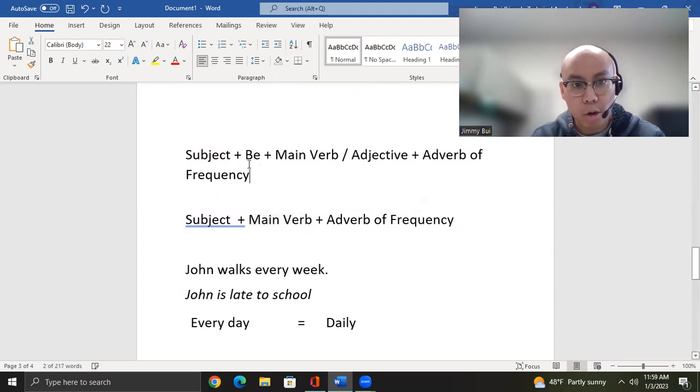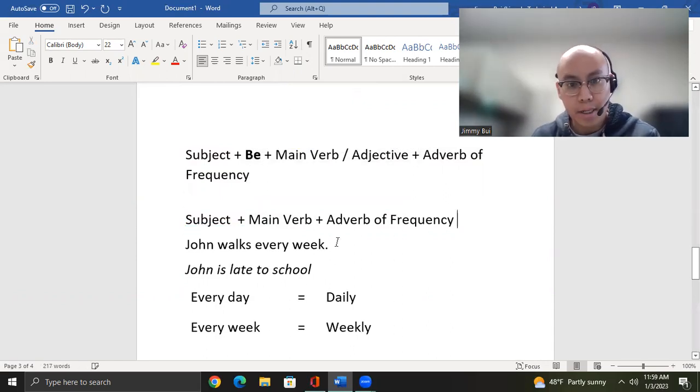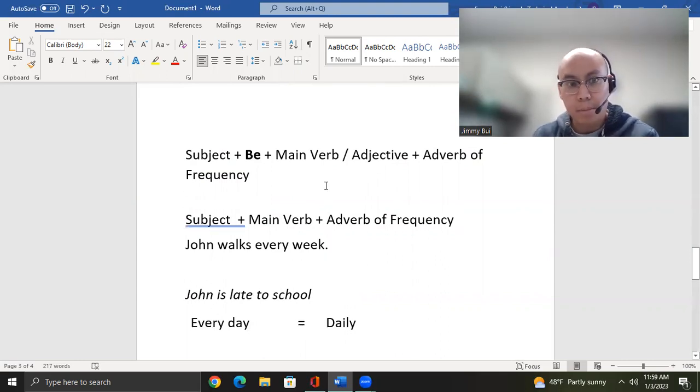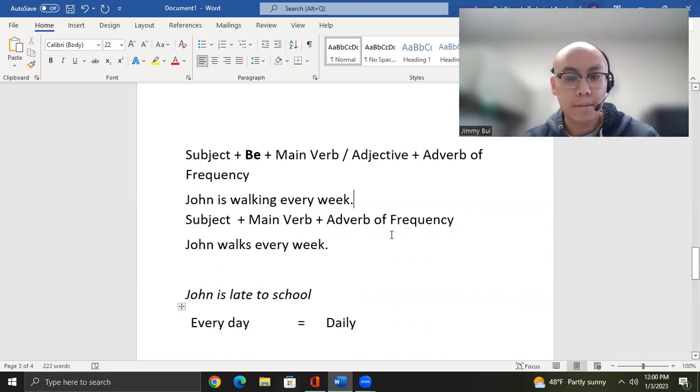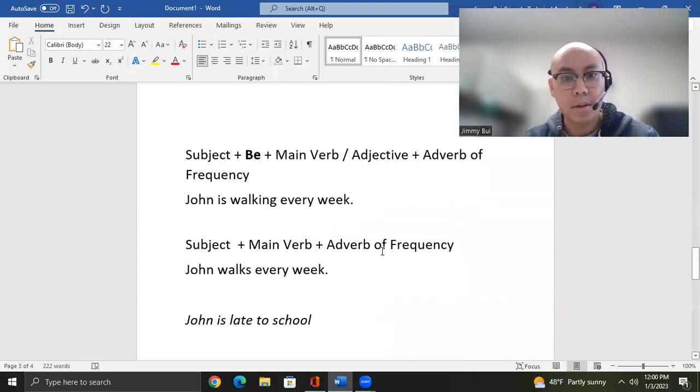Main verb with no be has no ing, right? Whereas if I go here and I put in the verb be, John, it needs to be present continuous with the ing. John is walking every week. So the adverb of frequency is at the end. This shows how frequently: every week.